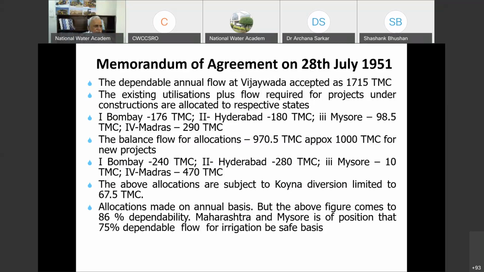These allocations assumed that only 67.5 TMC of water will be diverted. Subject to this proviso, the allocations were made at about 86% dependability. At that time, Maharashtra and Mysore considered that water dependability should be 75% as a safe basis for irrigation development.